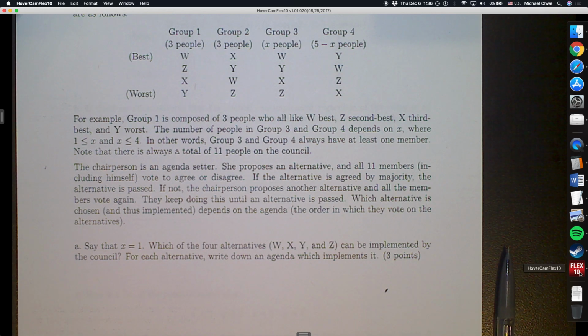Okay, how do I implement X? Can I implement X? Yes. X beats Y, Y beats W, which beats Z. That's what it is. Right, so W and Y, and W and Z. Okay, how about Y?